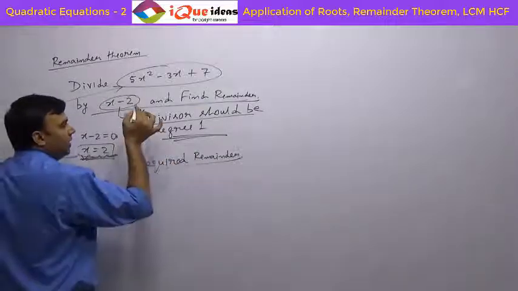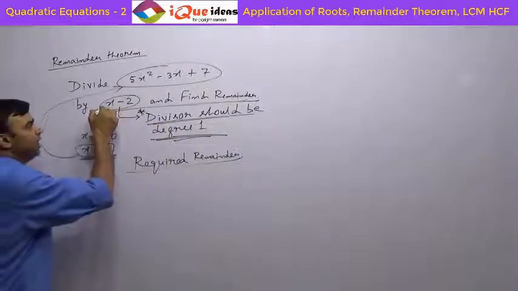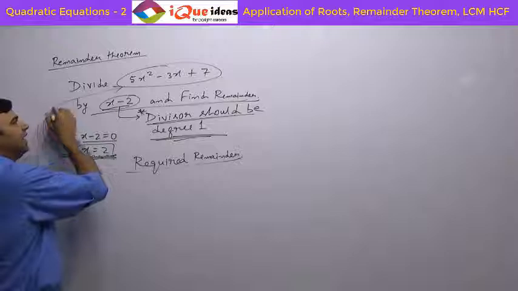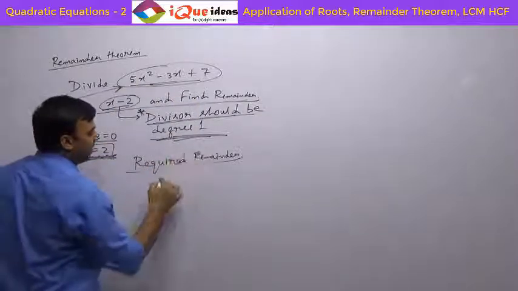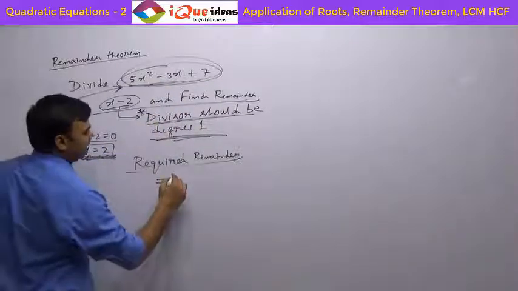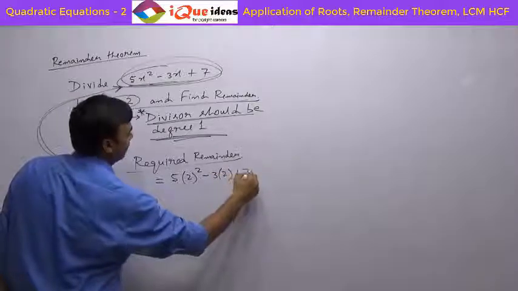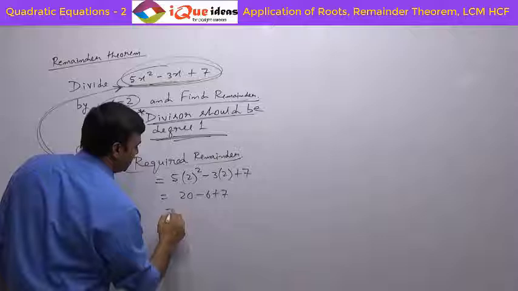I repeat, if the divisor is of degree 1, simply equate the divisor to 0, find some value of x, put this value of x in the given expression, and you will get your required remainder. So for the required remainder, you have to put x equal to 2 in place of x. So it is 5 into 2 square minus 3 into 2 plus 7, that is 5 into 4, which is 20, minus 6 plus 7, that is 21.